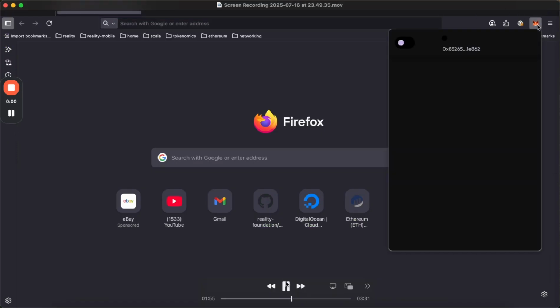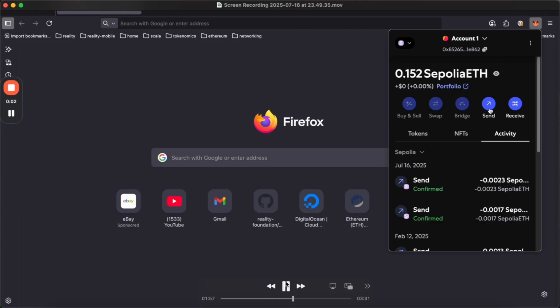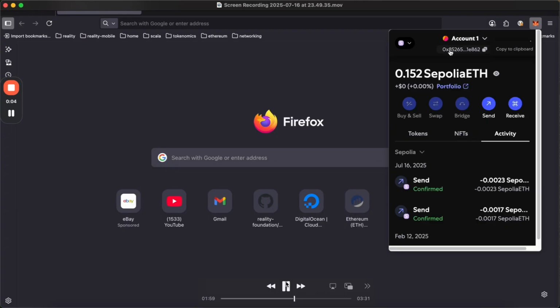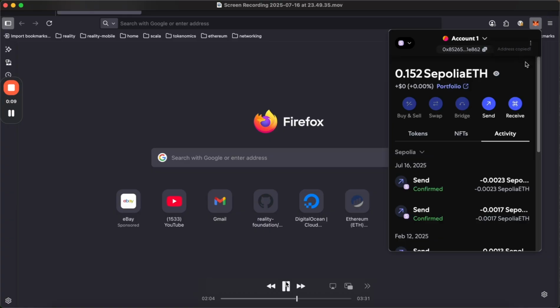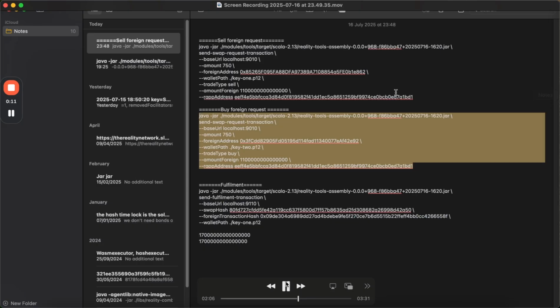All right, now we're switching over to MetaMask, where you can see two Ethereum accounts. That's the seller, the one ending in 862. And these are the same addresses used in the original swap requests.